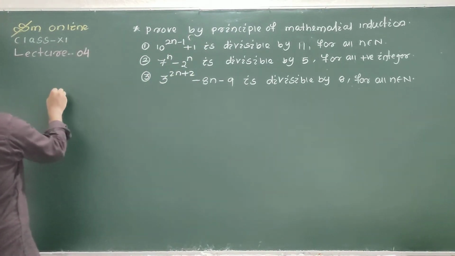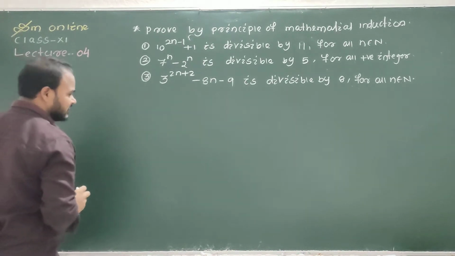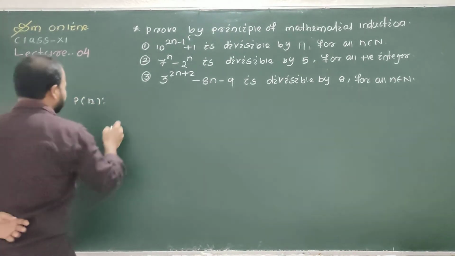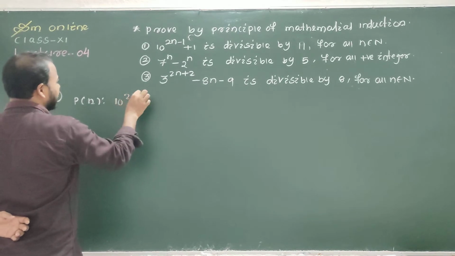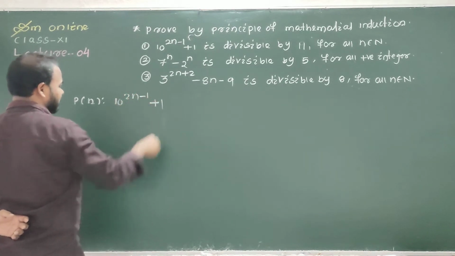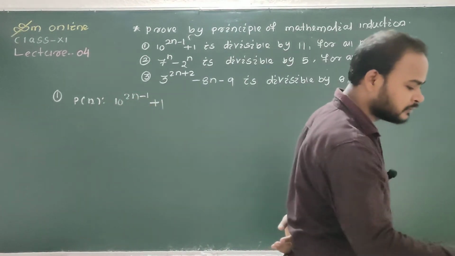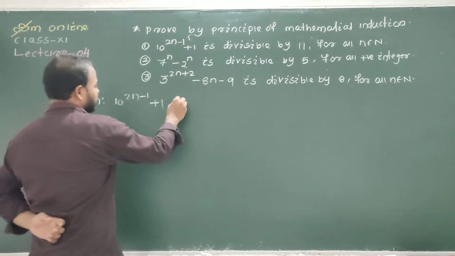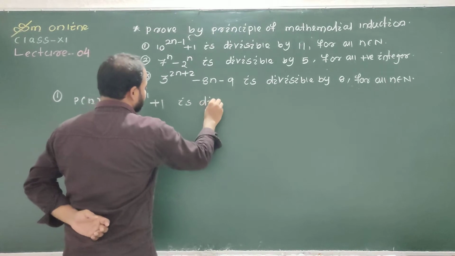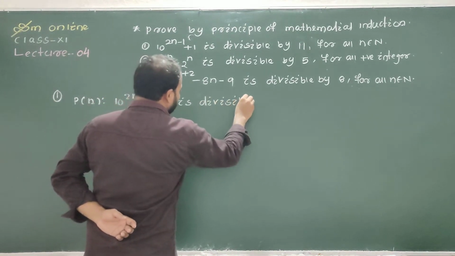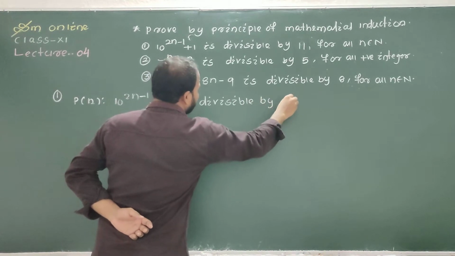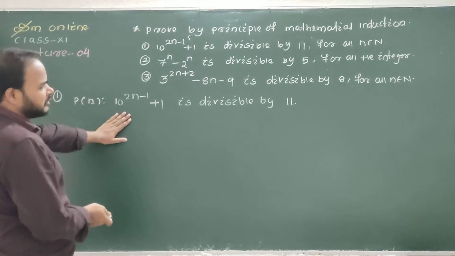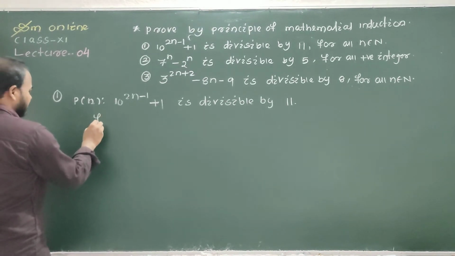First we denote the statement by P of n, such that 10 to the power 2n minus 1 plus 1 is divisible by 11. The procedure remains the same. Now we prove the statement for n equal to 1 is true.